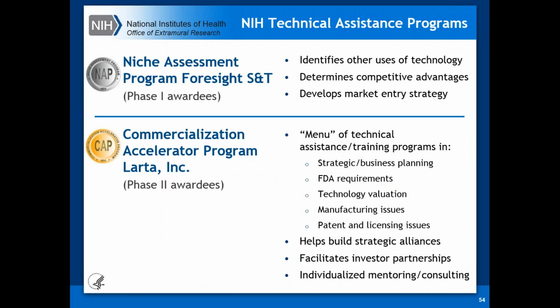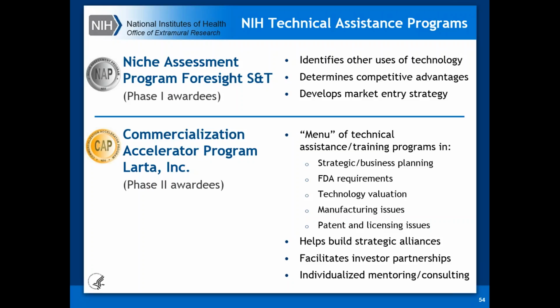Under our technical assistance programs, the Niche Assessment Program is run by our office through a contractor, Foresight Science and Technology. They help to identify other uses of technology, determine competitive advantages, and develop a market entry strategy. Again, it's for Phase 1 awardees, and if you think about it, it's sort of a marketing assessment that's provided. The Niche Assessment Program, or Foresight, will provide that to you, sort of a give-me-a-fish type approach. The Commercialization Accelerator Program, or the CAP program, is for Phase 2 awardees.